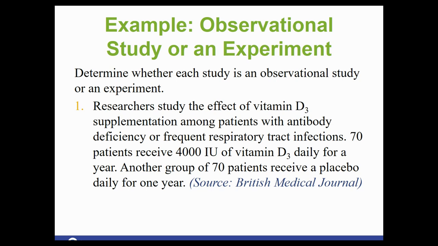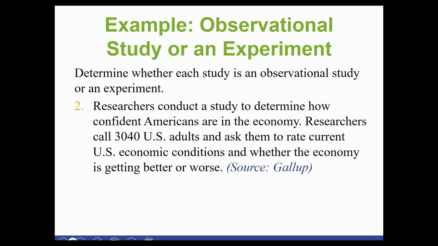And the thing that you want to look for is 70 patients receive something, and then another group of 70 patients receive something else. That's your experiment. Look for where it mentions having another group. That's the big clue.